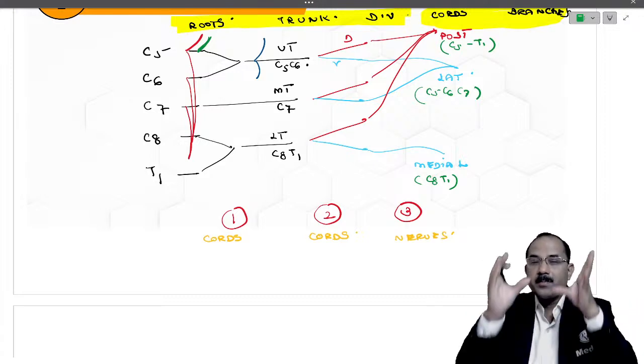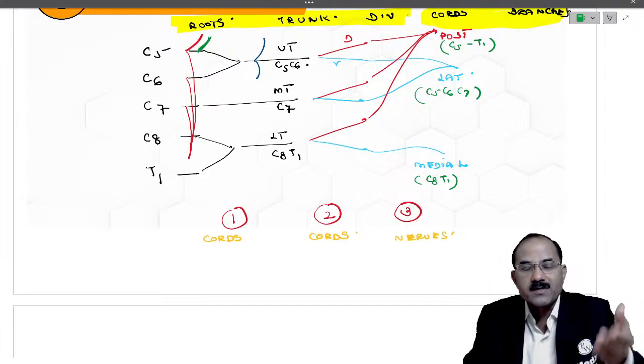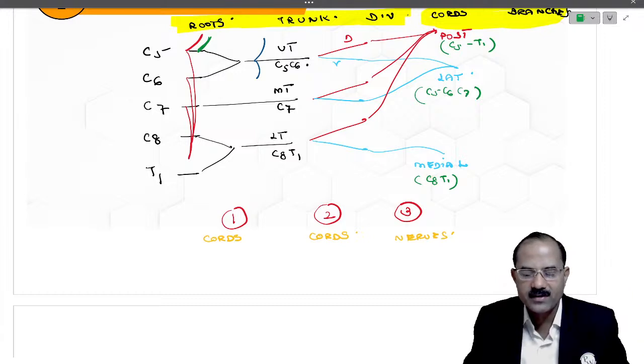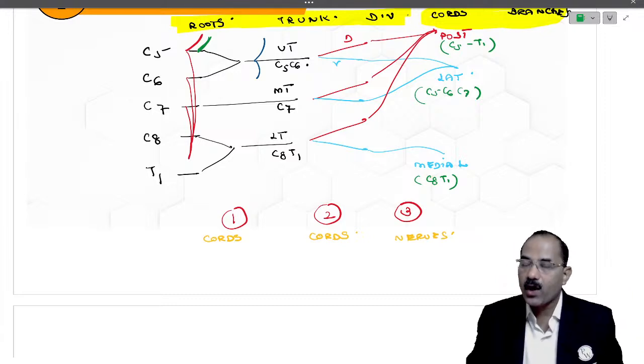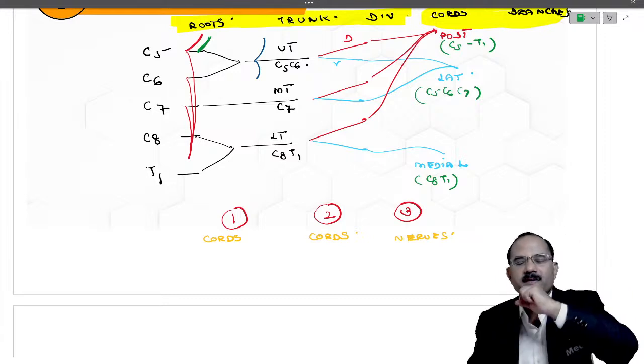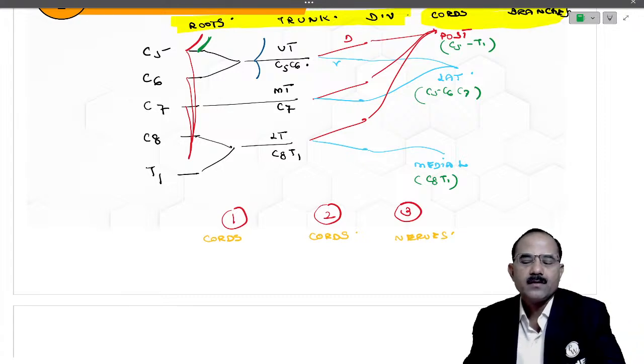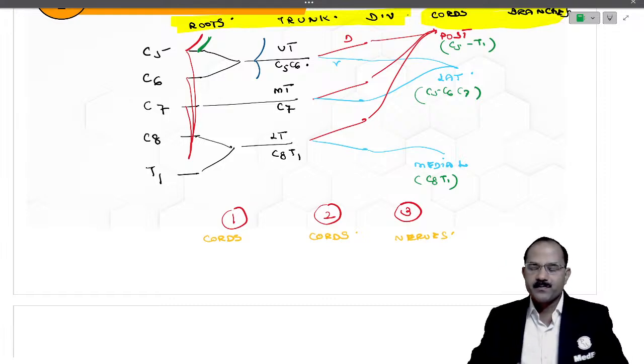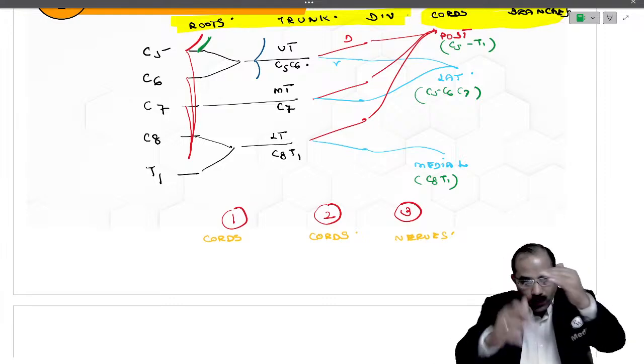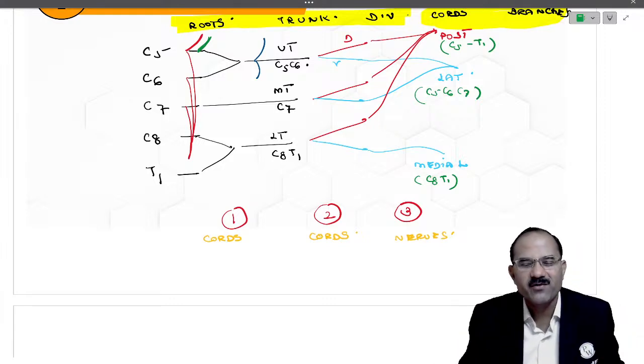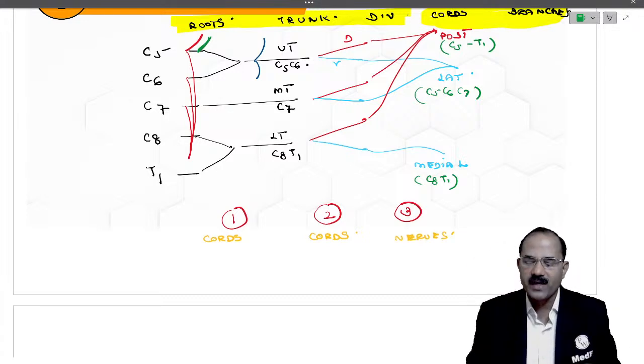The cords are placed according to their names in which part? Can anyone answer this? Who was asking me this? Yes, tell me. The cords are placed according to their names in the second part of the axillary artery.